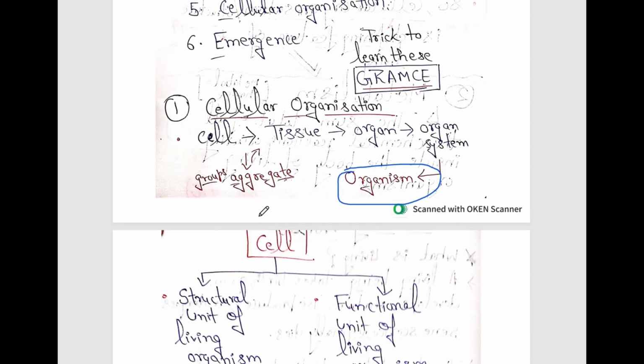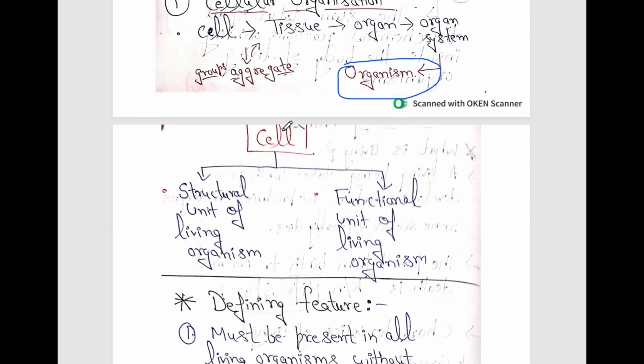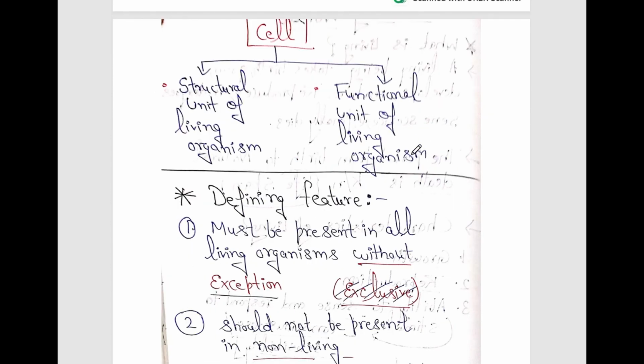Now, we are going to study cellular organization. You know that groups of cells aggregate to form tissues. Tissues combine to form organs. Organs work together in organ systems to perform specific functions in an organism. You can see this chain. Now, the cell is the structural unit of living organisms and also the functional unit of living organisms.